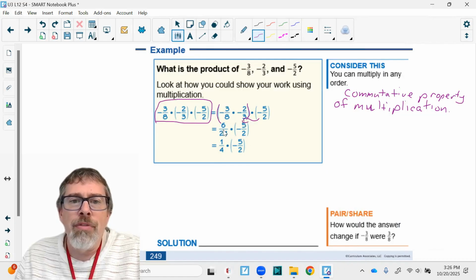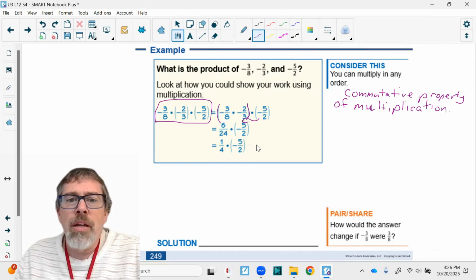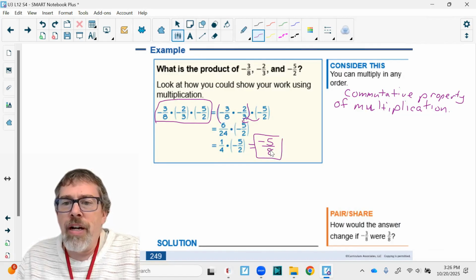Now a positive, oh, they reduced. So they saw this and said, oh, well, 6 will go into 6 once, and 6 will go into 24 4 times. So 6/24 reduces to 1/4. Bring down the negative 5/2. Then we can multiply, and 1 times a negative 5 is negative 5, and 4 times 2 is 8. So we end up with negative 5/8. Okay.